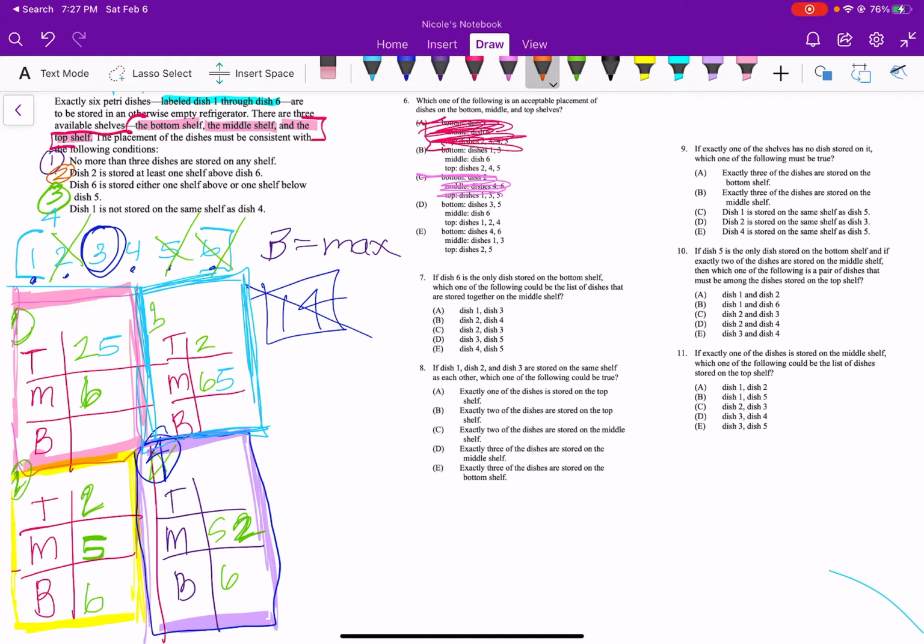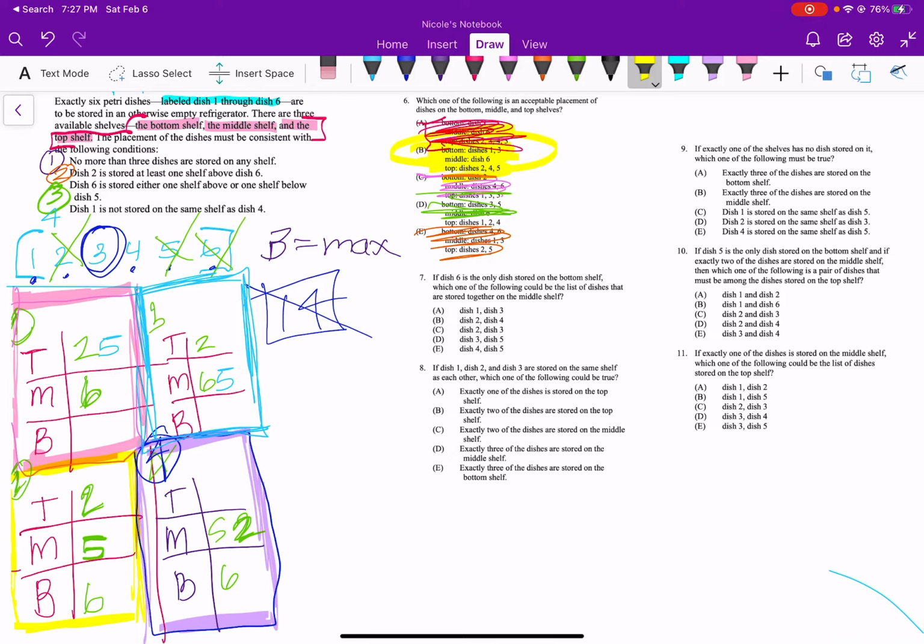Right, rule 3, 6 and 5 have to be right next to each other. That happens in B, that happens in D, but it doesn't happen in E, so I'm going to cross that off. And 1 and 4 are not together. Well, that happens in D, so that cannot be it. So our answer is going to be B. And that works.